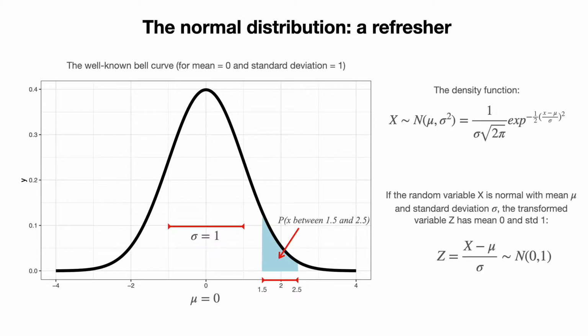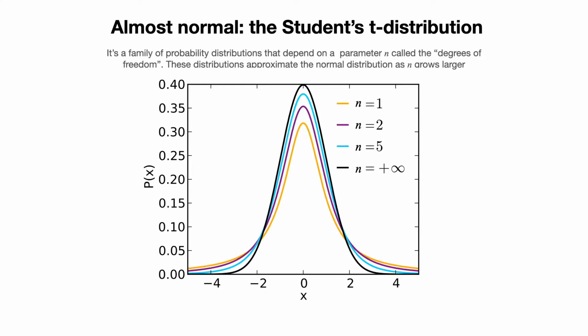And the other distribution that will come up in this lecture is one that is almost normal. It's called the Student's t-distribution, and it depends on a parameter n called the degrees of freedom. These distributions approximate the normal distribution as n grows larger. You see here, starting with n equals 1, 2, 5, and then a very large n approaching infinity, we get a curve that is indistinguishable from the normal distribution.